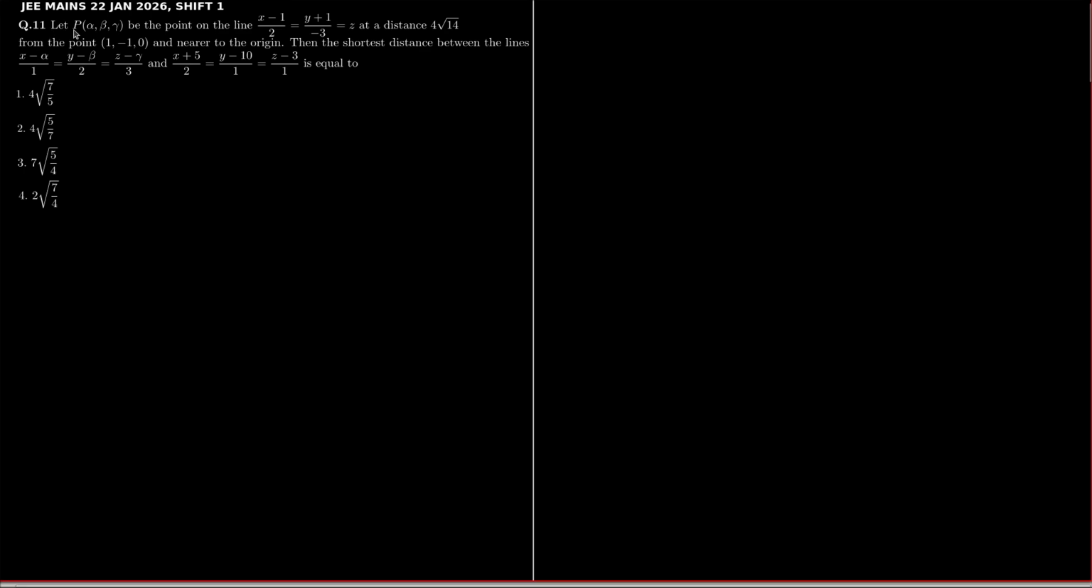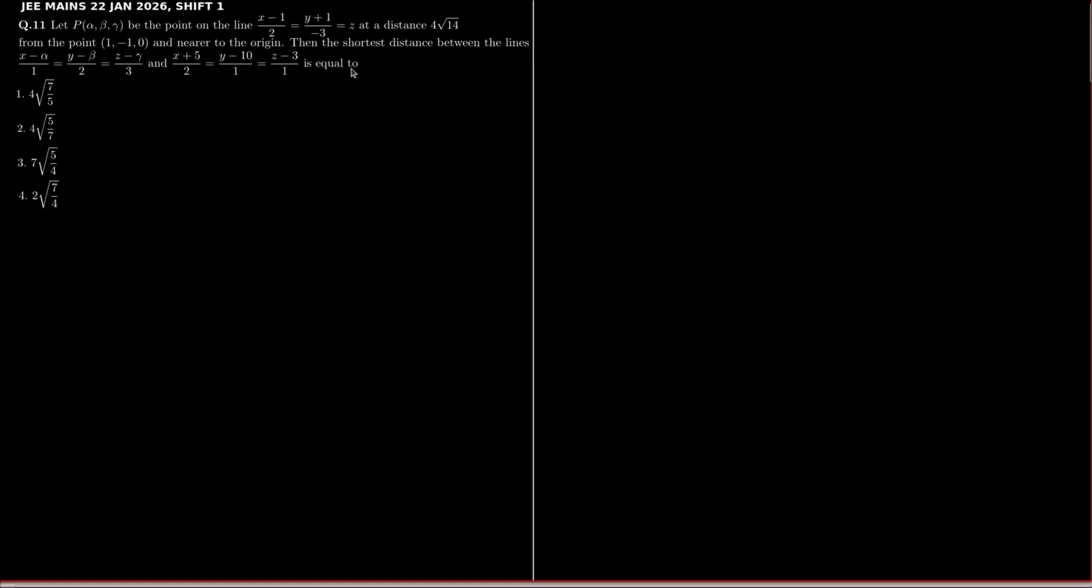Let point P (alpha, beta, gamma) be the point on the line at a distance 4 root 14 from the point (1, minus 1, 0) and nearer to the origin. Then find the shortest distance between the lines. Here (alpha, beta, gamma) is given in the first line, and the second line is also given.